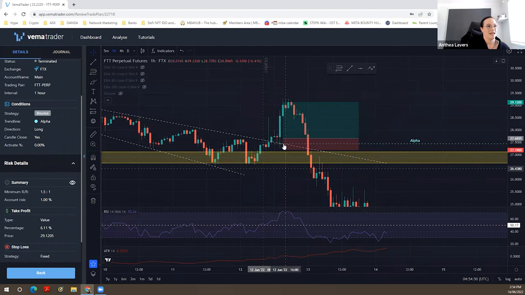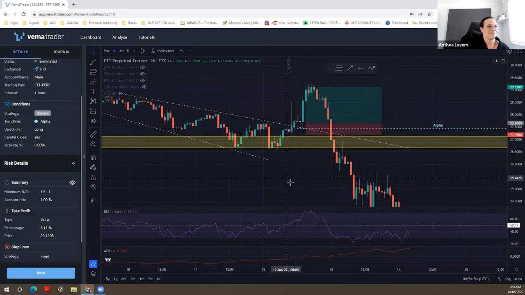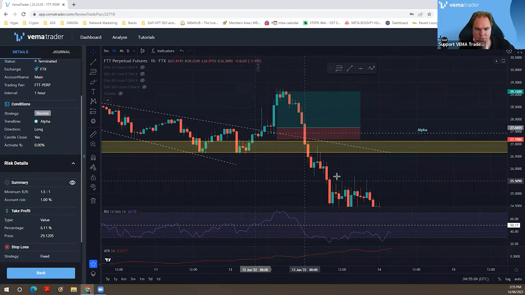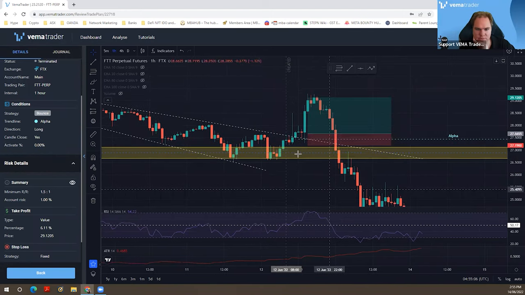So that's what I was looking at and what happened. So it bounced off the RSI, and that's what I was looking for. So what are we looking at? They were looking at that. There's your alpha. I'm looking at this one going, hang on, that should have done something.